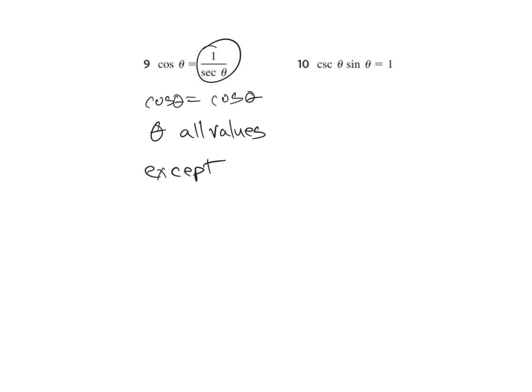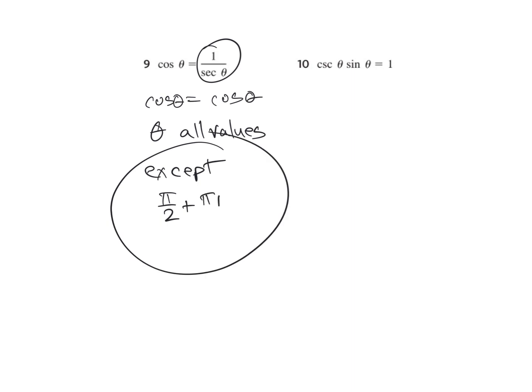The cosine is 0, so where's the cosine 0? At pi over 2 and 3 pi over 2. So since those are 180 degrees apart, we'll just say except pi over 2 plus pi n. 180 degrees will get you to 3 pi over 2. So the problem with this one is it seems like everything works except you have the secant in your denominator.